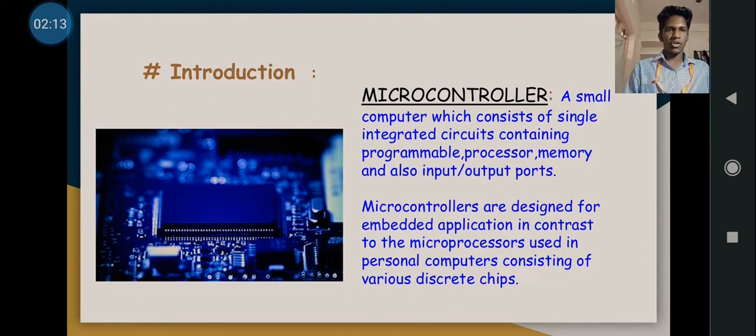Microcontrollers are designed for embedded applications, whereas a microprocessor is used in a personal computer and consists of various discrete chips. What is an embedded application? It is data which is already stored in a microcontroller or in a device. It is called an embedded application because it is already embedded in the device. Microcontrollers are a form of embedded applications, whereas microprocessors are different. They are used in personal computers. You can see microprocessors on the motherboard of computers as well.